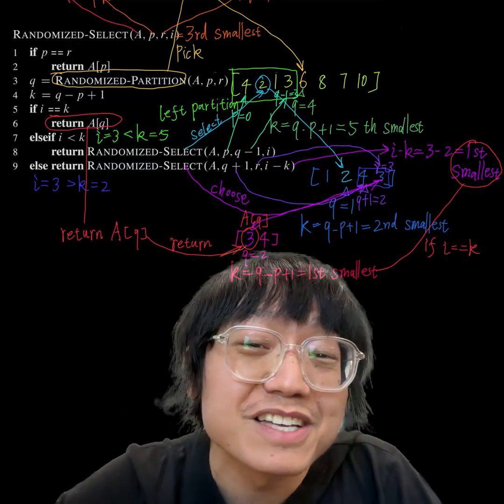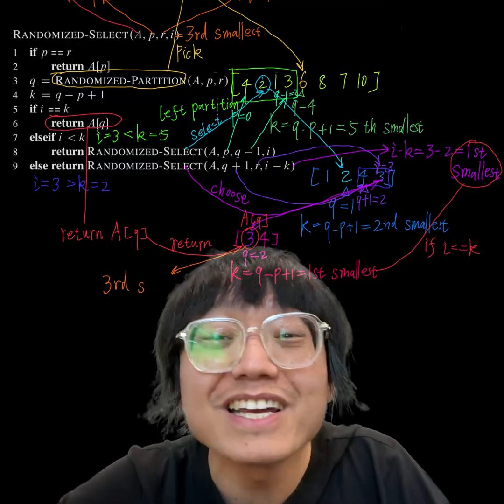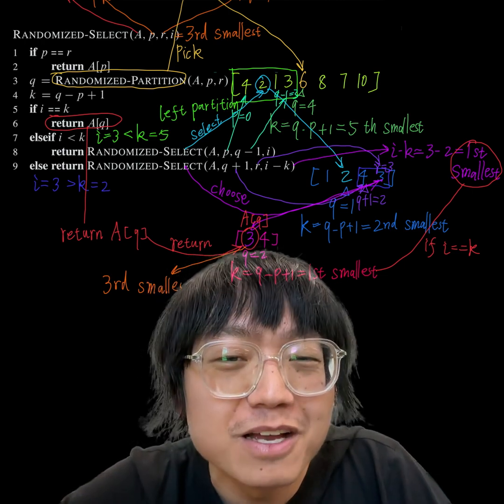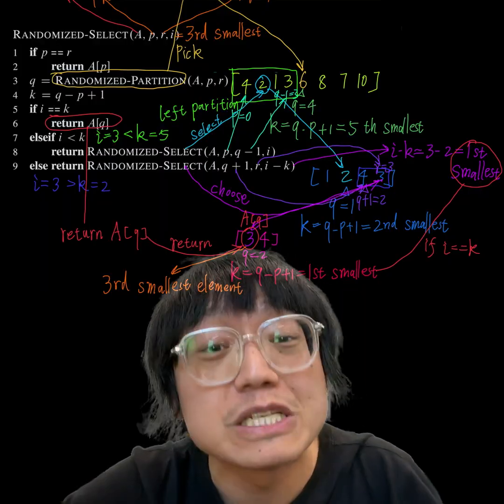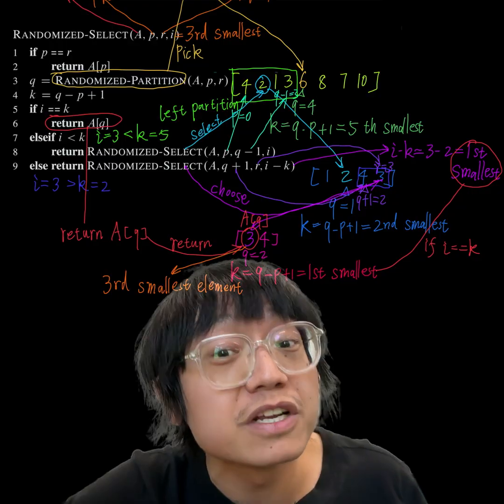This example showcases how randomized select effectively narrows down the search space by focusing only on the relevant partition, which reduces the average runtime compared to sorting the whole array.